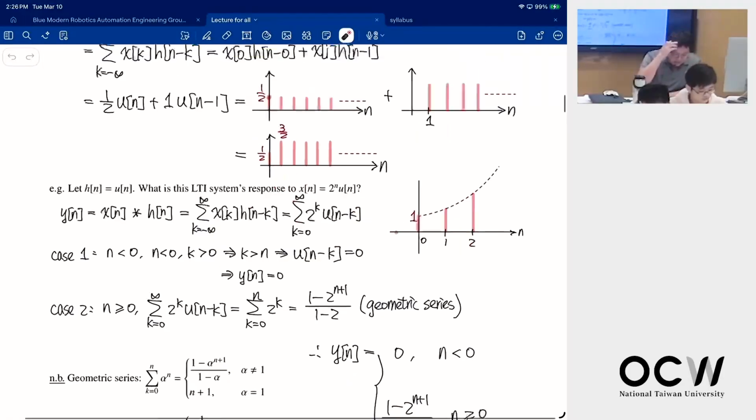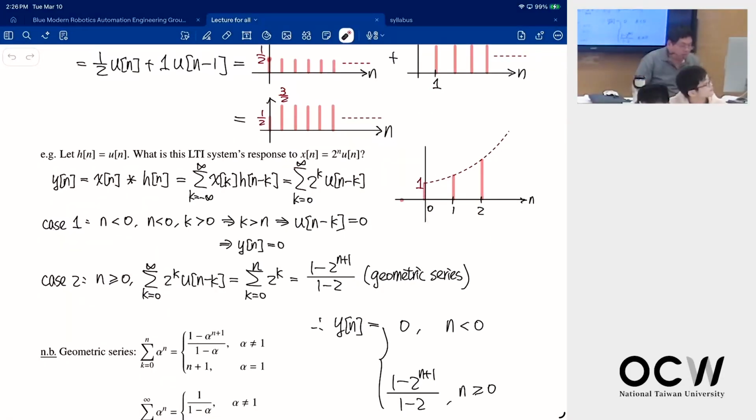Right, let's continue. What did we learn last week? We learned about systems, right? How many system properties have we learned? Six, right? Memoryless, invertibility, causality, stability, time invariance, and linearity. And in this course, we only focus on the LTI system, which is the linear time invariant system.